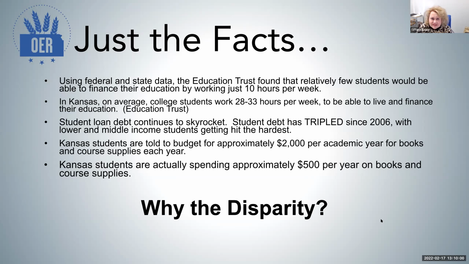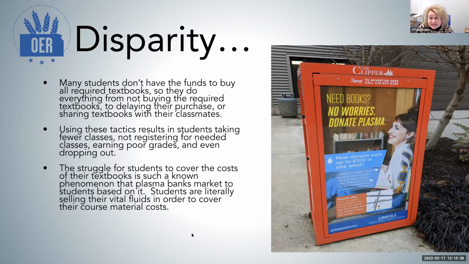We know that loan debt just goes up and up and up, and it has tripled since '06. And it's the lower and middle income students that are most affected. Kansas students are told to budget approximately $2,000 a year for their books. Kansas students are actually spending $500 a year on books. And you're asking, why the disparity? How can that possibly be? Well, I'll tell you about the disparity, and there's something that I'm going to share with you that's a little on the disturbing side.